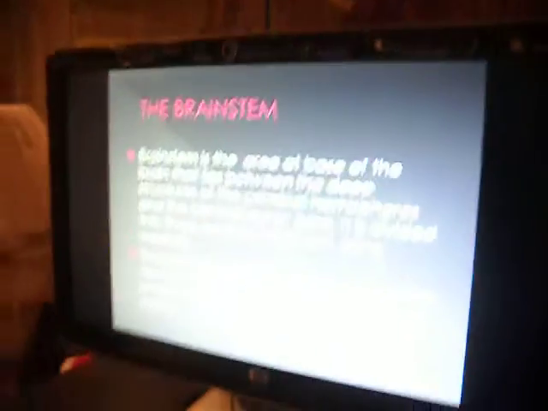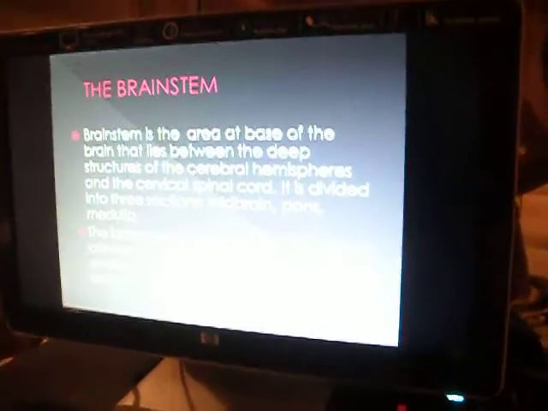The brainstem is the area at the base of the brain that lies between the deep structures of the cerebral hemispheres and the cervical spinal cord. It is divided into three sections, the midbrain, the pons, and the medulla. The brainstem houses many control centers for vital body functions, such as swallowing, breathing, and vasomotor control.